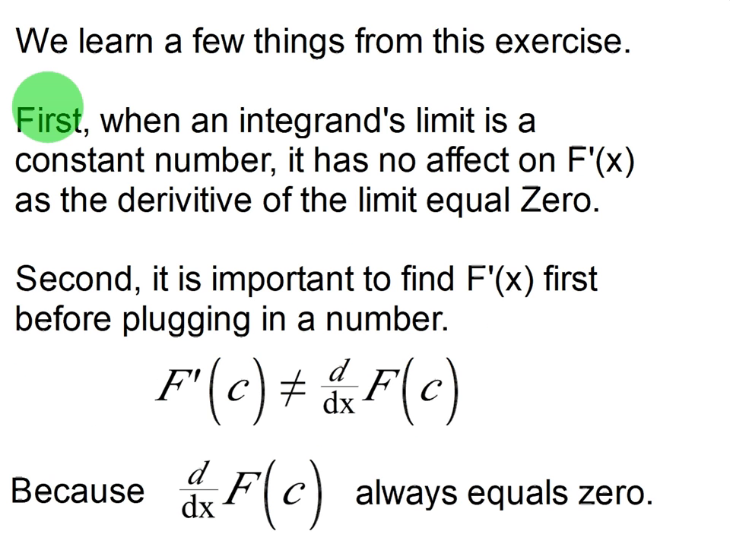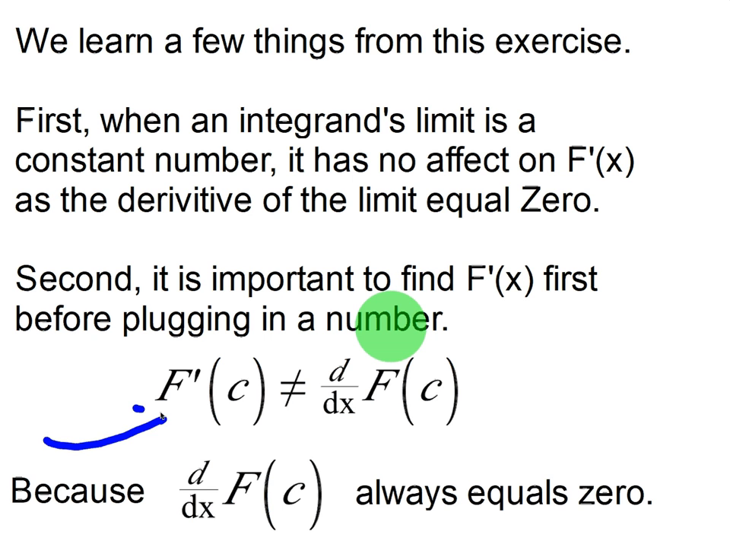Let's go ahead and read this together. We learn a few things from this exercise. First, when an integrand's limit is a constant number, it has no effect on f prime of x, as the derivative of the limit equals 0. Second, it is important to find big F prime of x first before plugging in a number. And this is something that took me a while to wrap my head around. But the order in which you take the derivative is important.